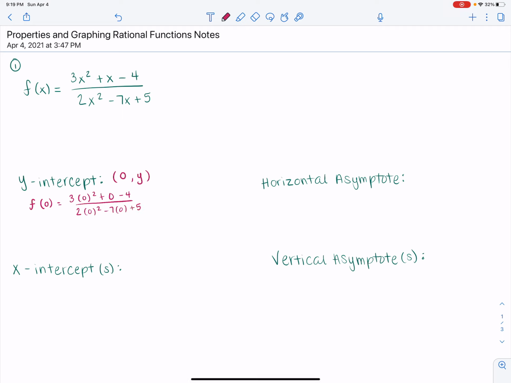Now, to simplify, my function where x is 0 is equal to 3 times 0 squared is 0, plus 0 is 0. So I have minus 4 left on top. On the bottom, 2 times 0 squared is 0, minus 7 times 0 is 0, plus 5. So when x is 0, y is negative 4/5. So my y-intercept happens at (0, negative 4/5). So if I graphed this equation, it would cross the y-axis at negative 4/5.